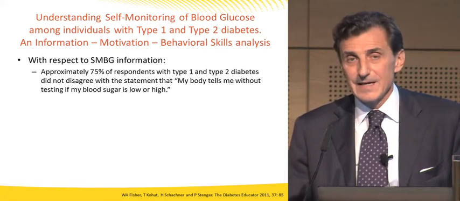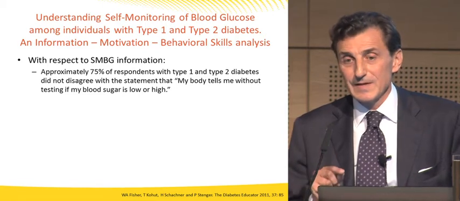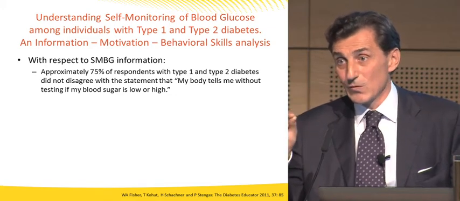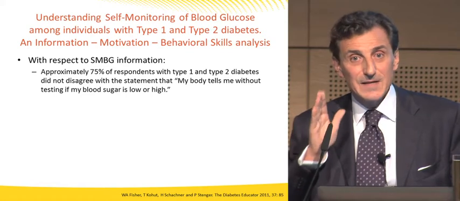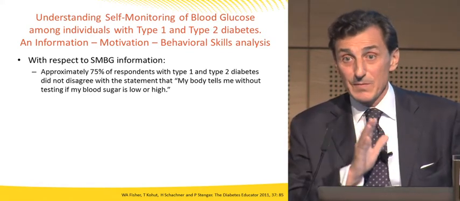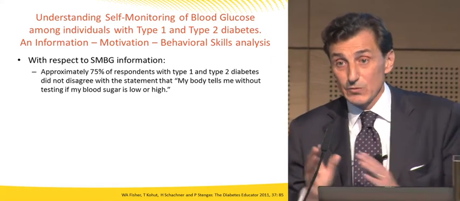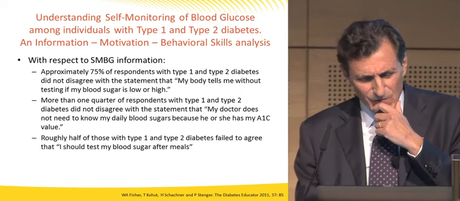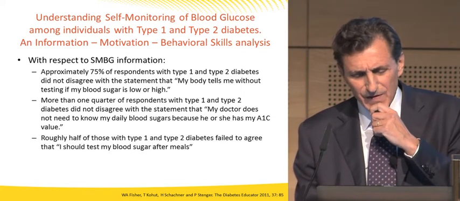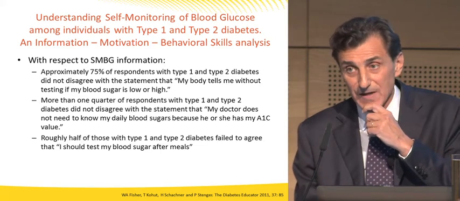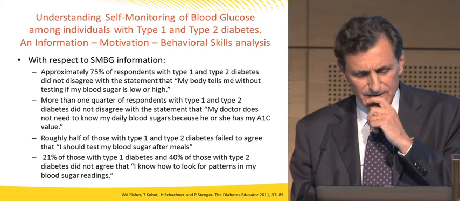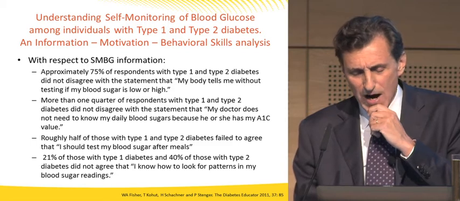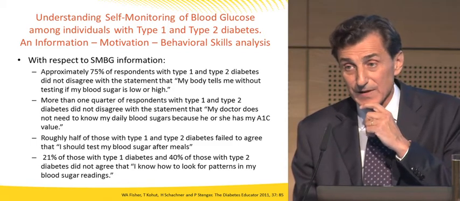And in the same paper, it was demonstrated that the ability to catch the right value was 50%. So if they say "I'm low now," they have a 50% probability to be right, but also to be wrong. Another interesting point was that roughly half of these patients failed to agree that they should test their blood sugar after meals. They also did not agree that they know how to look for patterns in their blood sugar readings.